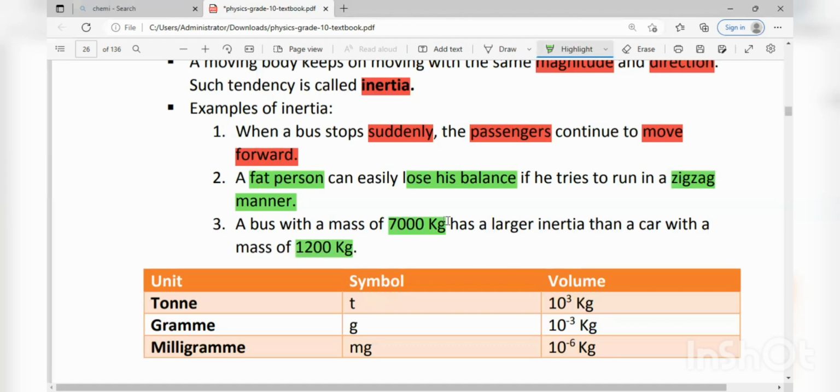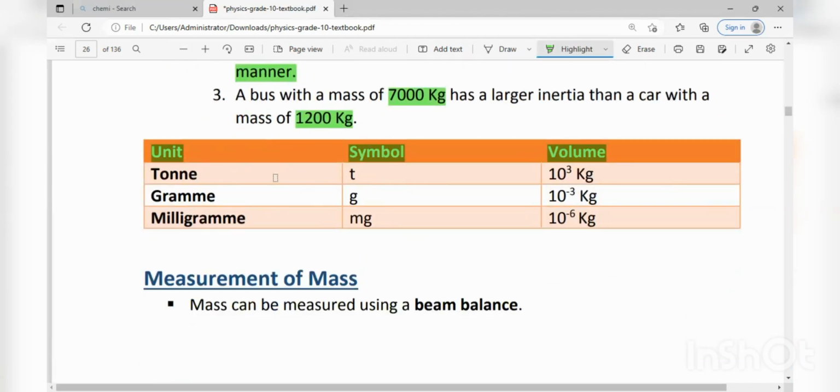A bus with a mass of 7,000 kilograms has a larger inertia than a car with a smaller mass. Okay, 1 ton, 2 tons, 3 tons, 4 tons. So we have the ton, we have grams, we have milligrams. With ton, this is the symbol. Gram, this is the symbol. Milligram, this is the symbol.